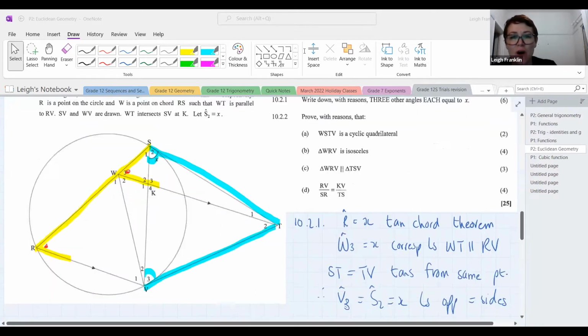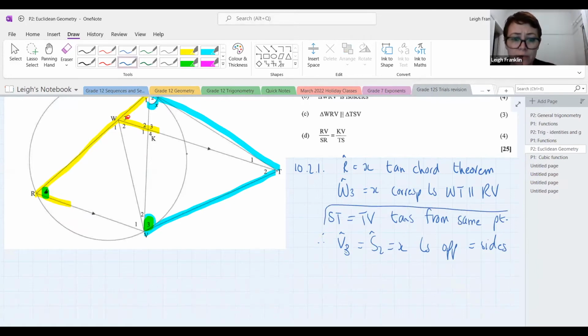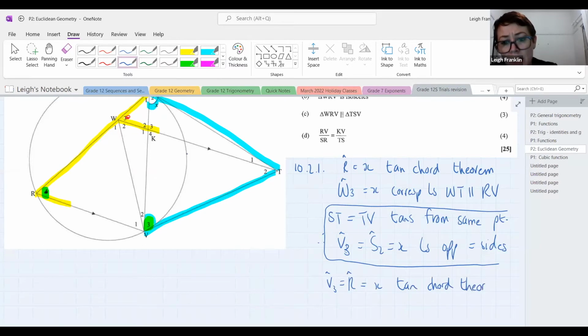All right, so there we go, our 3 reasons. Or if you wanted to, like you said, Mr. Isel Bavuma, if we wanted to say that V3 was equal to R because of tan chord theorem, that would also be perfectly correct. So as an alternative to this, we could say that V3 equals R equals X because of tan chord theorem. Okay, so that would be an alternative, if you want to.